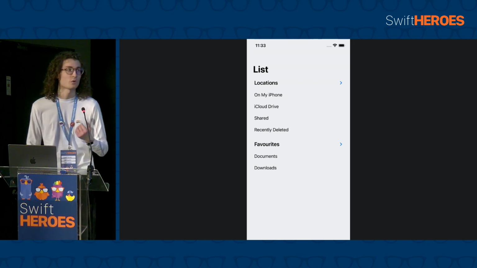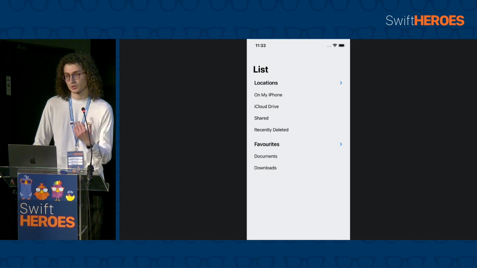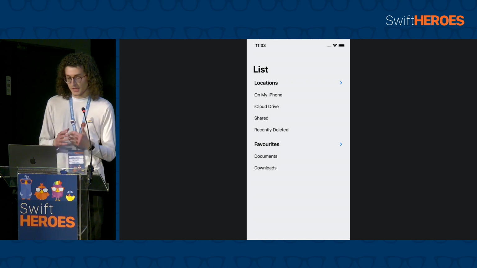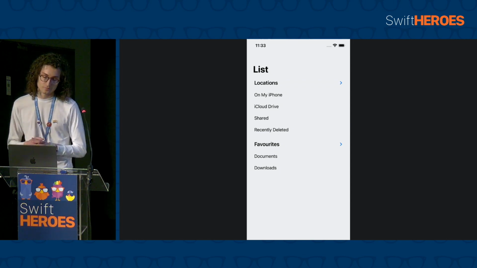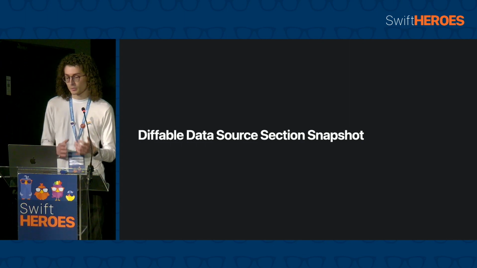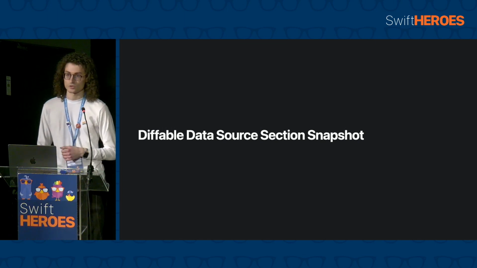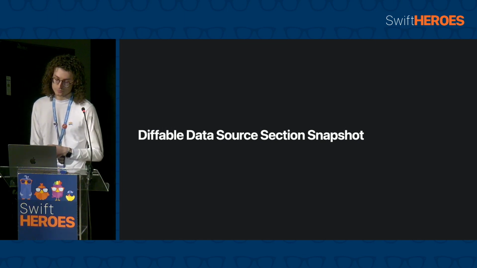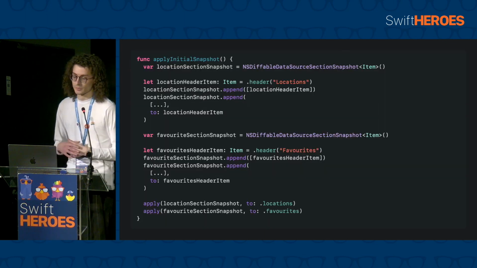But now if we tap on our header cells, nothing will happen. And the reason is that we're using regular snapshots. And the regular snapshots do not support the expanding and collapsing behavior of lists. In fact, Apple introduced a new type of snapshot called NSDiffableDataSourceSectionSnapshot. And it's similar to the regular snapshot, but it only manages one section of our data source. So we can refactor our code to support this new snapshot.